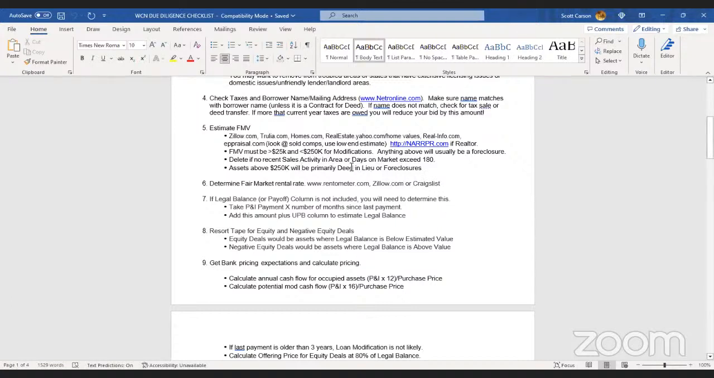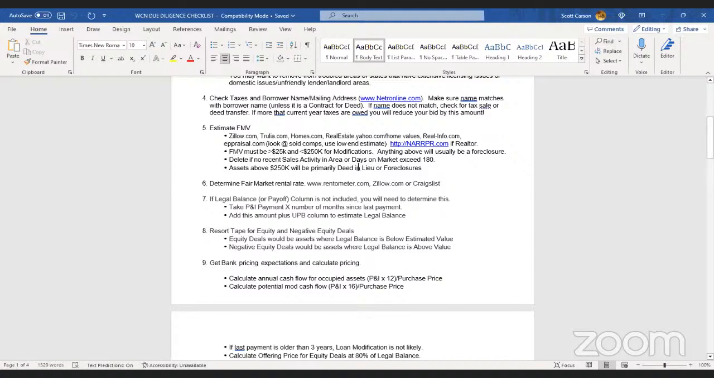If there's no sales activity in the area in 6 months, 180 days on market, that's important to know when you're talking to a realtor. You're going to either want to remove the asset or reduce your bid to a 30-day quick sale price, which is going to be a whole lot cheaper than the true market value. Like I said, assets above 250K will primarily be deed in lieu or foreclosures, because that's just the number it's going to work at.